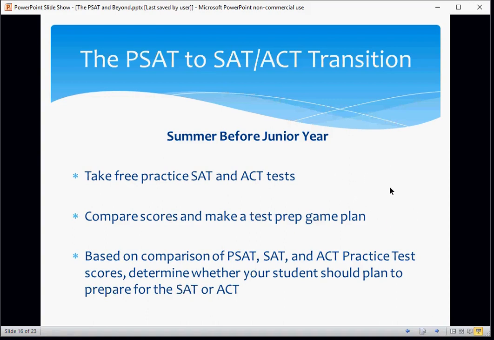Okay, this is a general timeline. So as I mentioned, now you have your PSAT scores. If you're able to start early enough, we would recommend taking the practice SAT and ACT tests in the summer before the junior year. Then we can help you compare those scores, decide which test is a better test for the student, SAT or ACT. And then we would help you make a plan about which test to prepare for and when the student should plan to take the actual test.